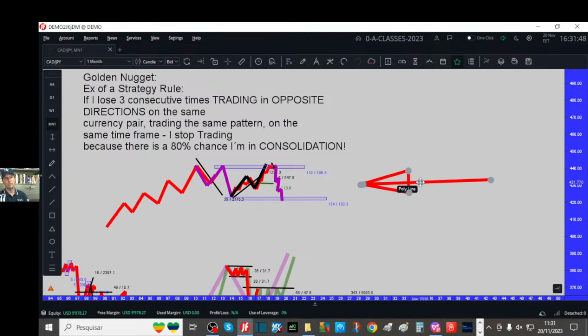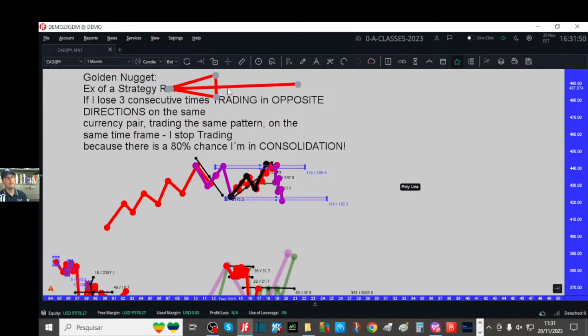So, beginner students, golden nugget. Whatever time frame, whatever methodology, if you lose 3 consecutive times trading in opposite direction, we went long up in here, we lost. We went short down in here, we lost again. We went long again and we lost again. 3 consecutive is the keyword. Must be consecutive, one after another, on the same currency pair, trading the same pattern, in this example the short-term trend, on the same time frame, I stop trading because there is an 80% chance I'm in consolidation.